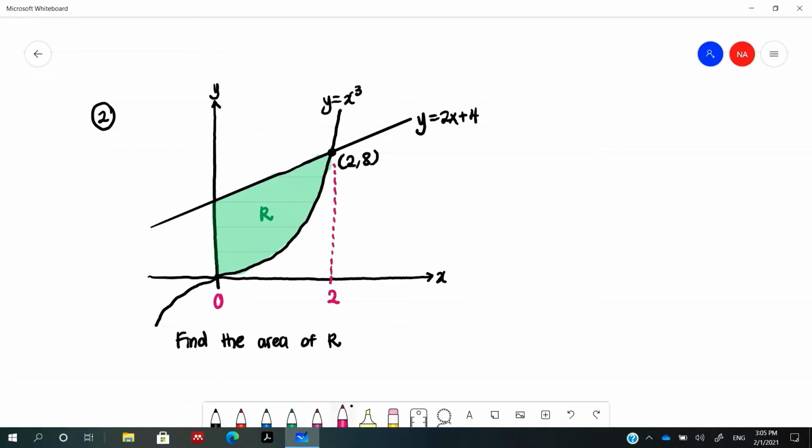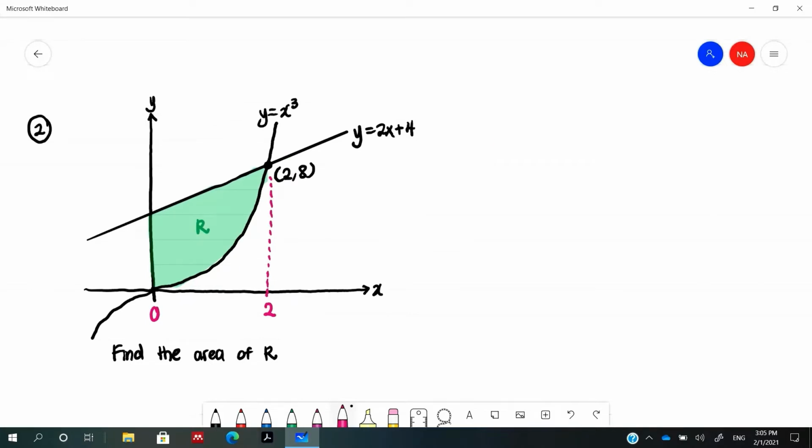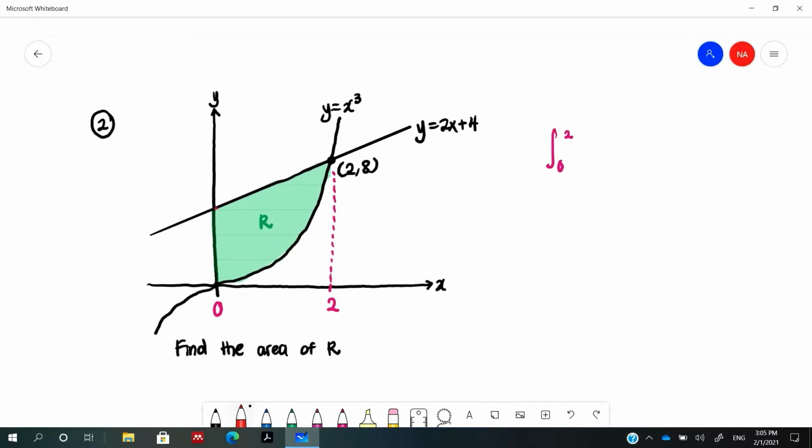All right, so because this one is luckily the coordinate is given, so it's okay, you just need to directly use it. So meaning to say that you know that you have to integrate from 0 until 2, but which function to subtract which function, so you have to decide. The one at the upper part is actually this straight line which is given by y equal to 2x plus 4. Right, so that one as the upper part, so 2x plus 4 is written first.